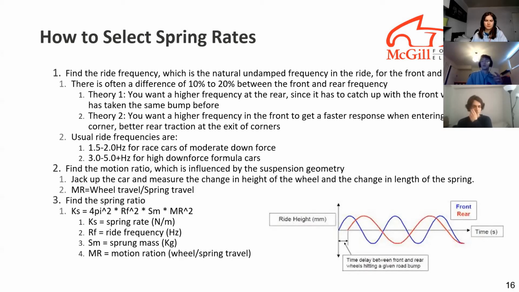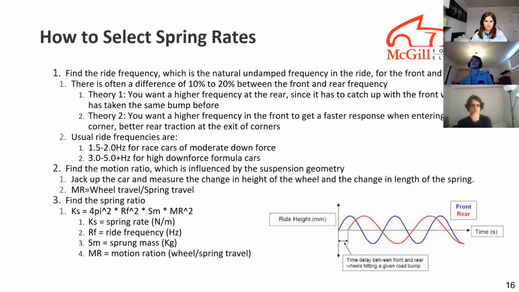And there's two main philosophies when selecting this frequency. The main one is to have a higher frequency in the rear, since the front of the car will take the bump first. So if you look at the picture in the bottom right here, as you can see, the front of the car takes the bump first, and then the rear takes it. So you want the rear to be able to catch up with the front to make them synchronize. So that's why you'd want a higher frequency in the rear.